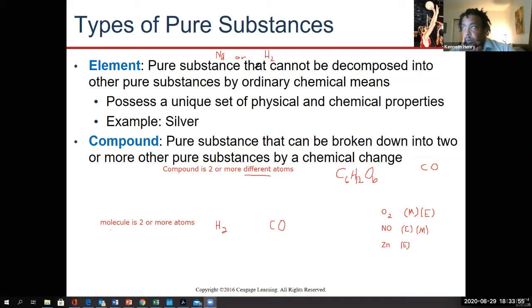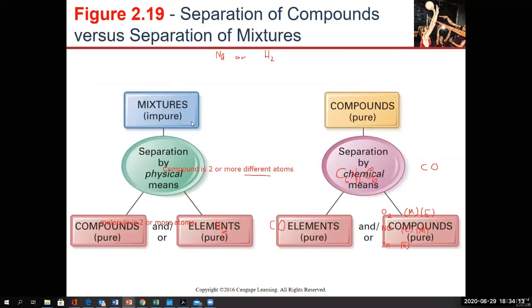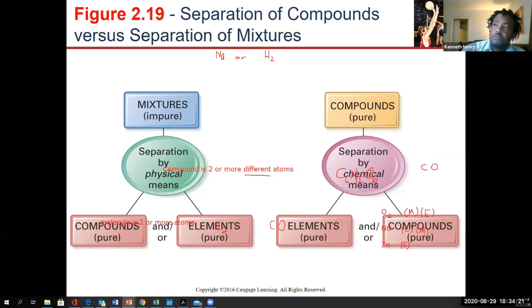Okay, so pure substances can be elements and they can also be compounds. So you can break things down into elements and compounds, right? You can separate mixtures that were elements and compounds. So the only molecules are the seven elements that go together? No.